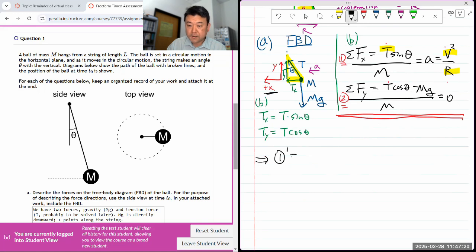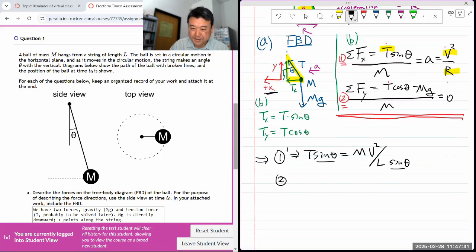Then equation 1 prime becomes, let me move m over. So it's going to be T sine theta is equal to mv squared over, and instead of r, it's L sine theta. Oh, that makes me worry, but we'll continue. Equation 2 is the same, but let me just rewrite it in a similar form. T cosine theta minus mg is equal to 0.